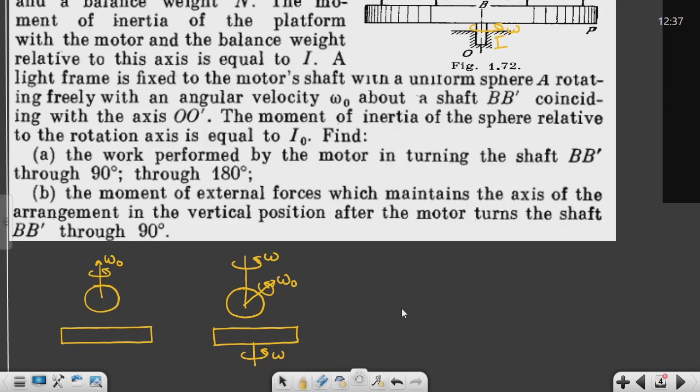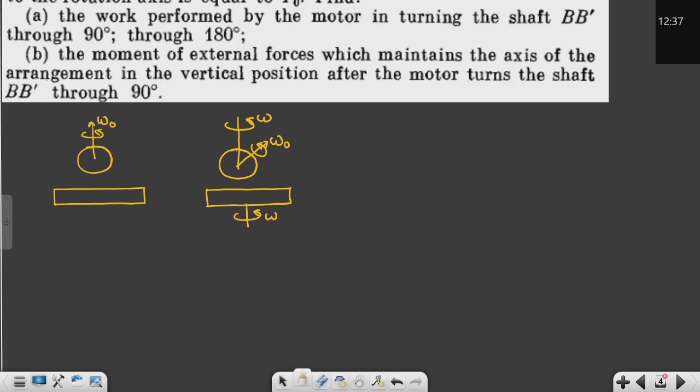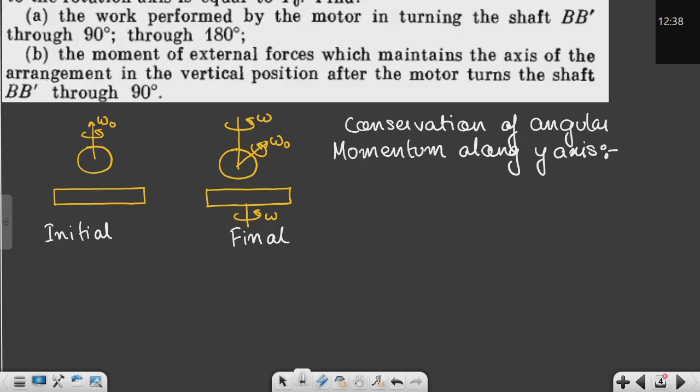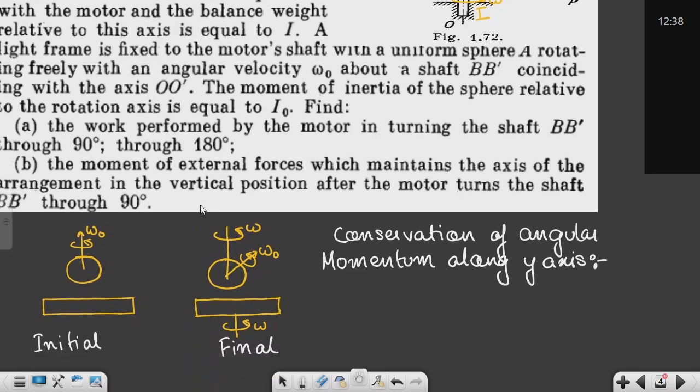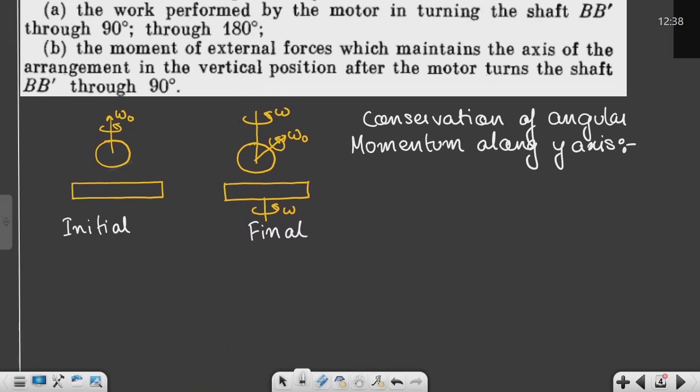Okay, when it is rotated through 90 degrees, this was the initial case, and this was the final case. So I can apply conservation of angular momentum along the y-axis. See, if this is my y-axis, what was the initial angular momentum? Moment of inertia of the sphere is I naught, and moment of inertia of the entire platform is I. So the initial angular momentum about the y-axis is nothing but I naught into omega naught.